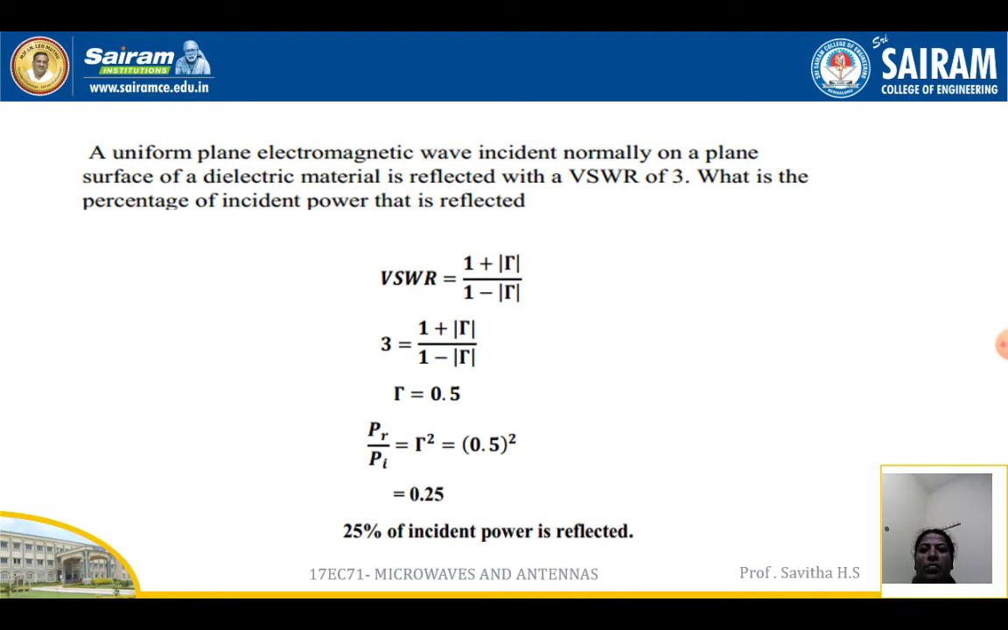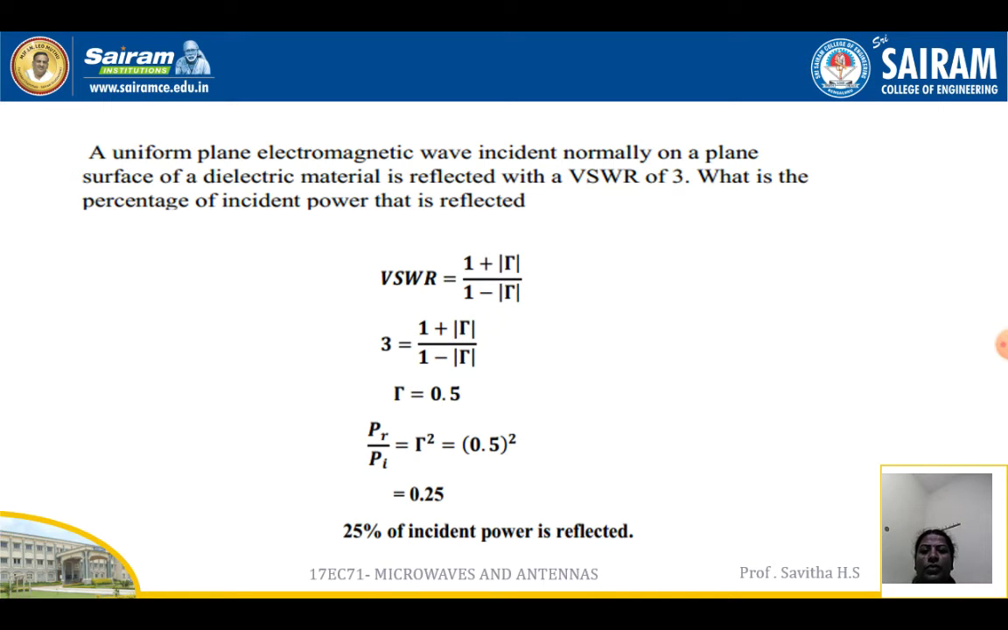So next problem: a uniform plane electromagnetic wave incident normally on a plane surface of a dielectric material is reflected with a VSWR of 3. What is the percentage of incident power that is reflected? We know that VSWR is (1 plus reflection coefficient) divided by (1 minus reflection coefficient). In the problem they have already given the VSWR value. So 3 is equal to (1 plus reflection coefficient) divided by (1 minus reflection coefficient), so the reflection coefficient value will be 0.5.